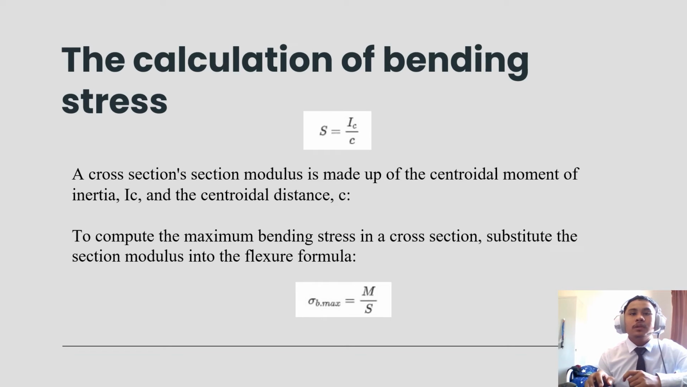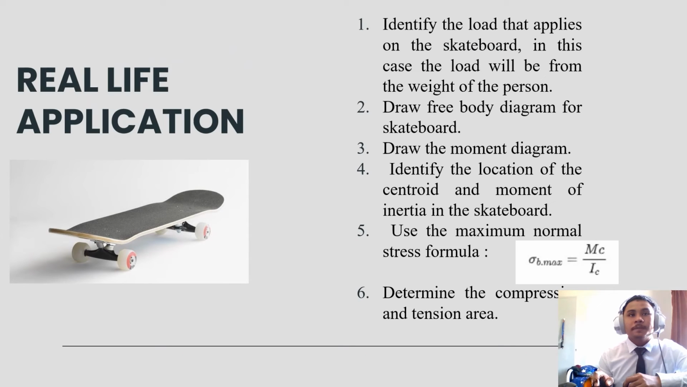So this is the formula that comes out from the formula above. So what is the real life application that we chose? The real life application that we chose is the skateboard, the bending of the skateboard when somebody stands on top of it. So how we calculate the bending stress in a skateboard is, first, we need to identify the load that applies on the skateboard. In this case, the load will be from the weight of the person.